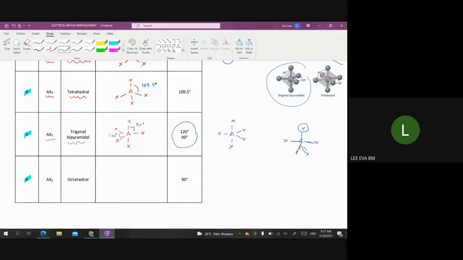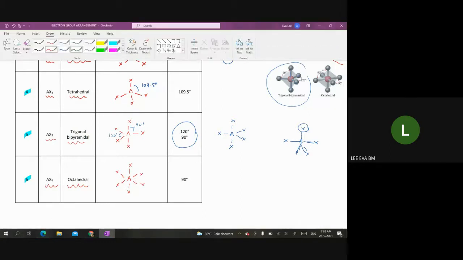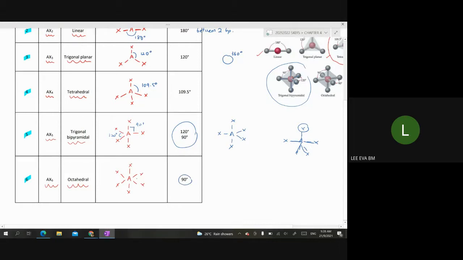And the last one we have over here is 6 electron group. AX6. The name is Octahedral. So lukisan dia atas bawah masih lagi satu-satu. Tapi sekarang dekat sini, kiri kanan ada 4. And there's only 1 bond angle. Okay, which is 90. 90 over here, 90 over here as well. So semua adalah 90 degree.